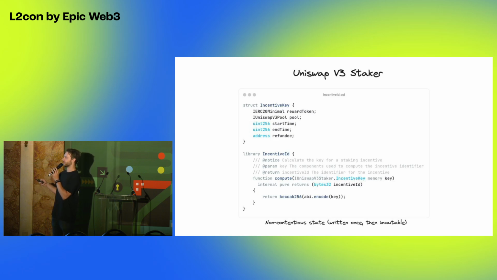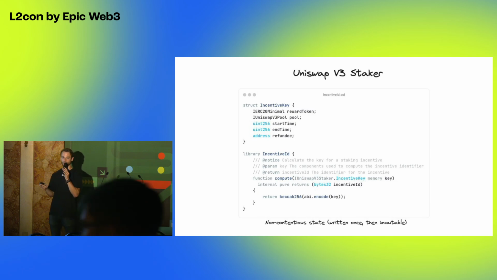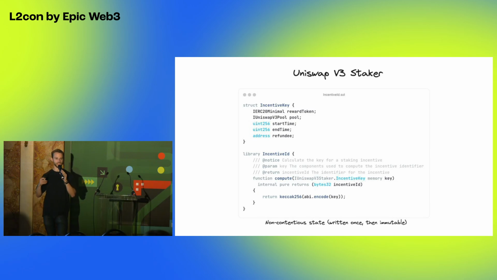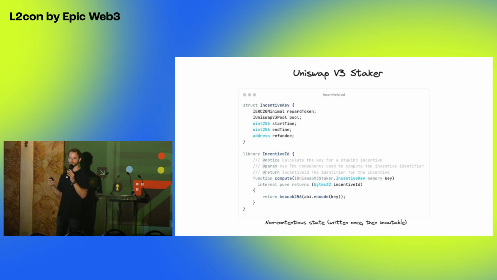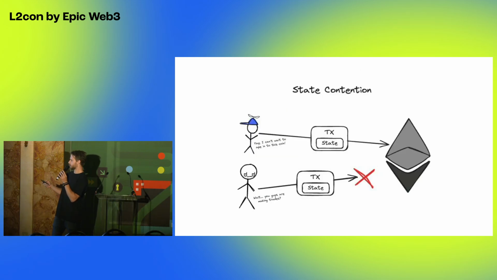Uniswap has a bunch of these state elements, like what is the reward, the pool, start and end times. Instead of just storing all that data on the blockchain, they hash that data and store just the hashes on chain. And every time you want to interact with the smart contract, you need to provide all this data in your call data. But again, call data is cheap because it's ephemeral. It doesn't need to be kept forever. State is expensive. So the Uniswap devs were able to make this contract a lot cheaper by using this technique.